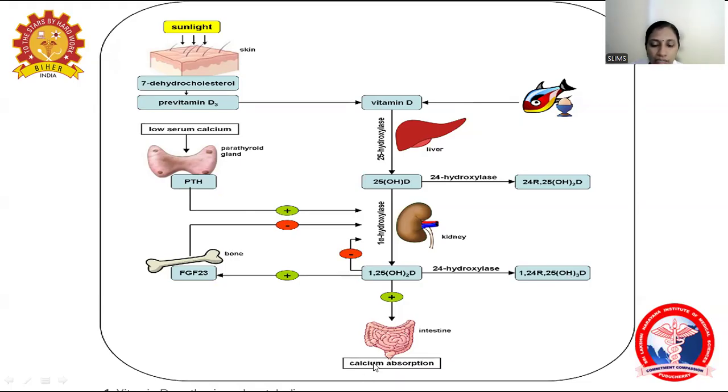One is the intestine, where it causes calcium reabsorption. Next is the bone, where fibroblast growth factor increases and again there is calcium reabsorption. And when enough is there, it causes a negative feedback. You can see the negative arrows here. And if calcium levels are low, the parathyroid gland is stimulated to secrete parathormone, which will make sure 1 alpha hydroxylase is activated. So when you have enough serum calcium from absorption, parathormone levels usually decrease.